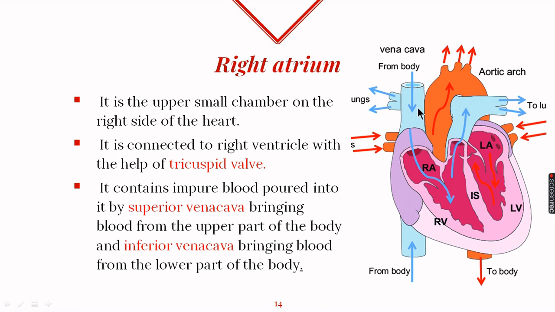Now in the right atrium, two blood vessels pour their blood. One is the blood vessel which is bringing blood from the upper regions of the body, which are above the heart. It is called the superior vena cava. The second one is bringing blood from the lower parts of the body, and it is called the inferior vena cava. Both these vena cavas pour their blood into the right atrium.